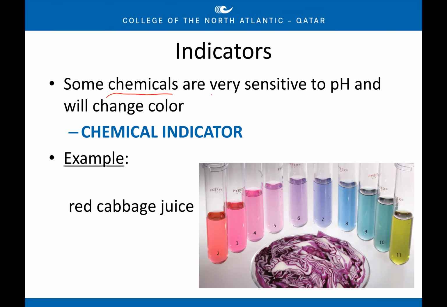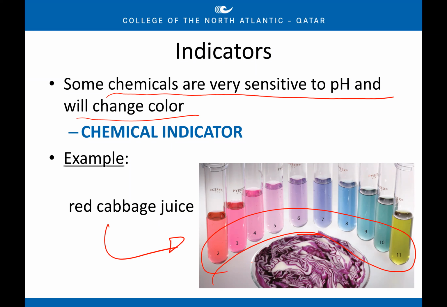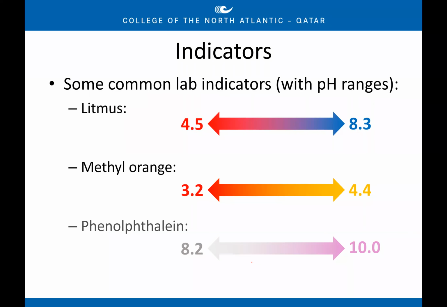Indicators are chemicals that are sensitive to pH and they change color based on the pH. Cabbage juice or universal indicator are the two that are very common. They are indicators that change color over the full range. So you can use red cabbage juice. You could go to Monoprix or Lulu, pick up a red cabbage, boil it and take the water. You could do this in your kitchen. You could make your own indicator. It's amazing. So a chemical indicator is a chemical that changes color over a pH range.